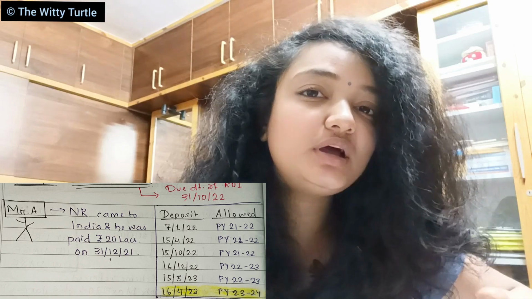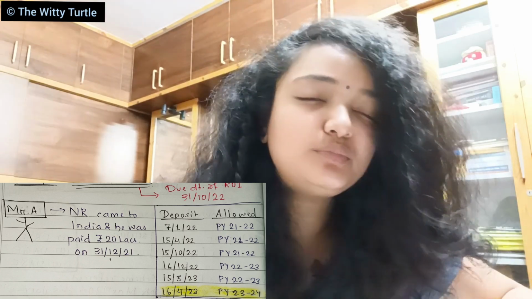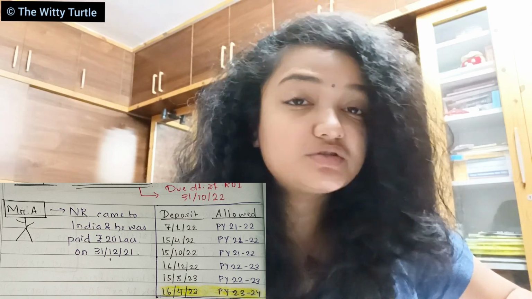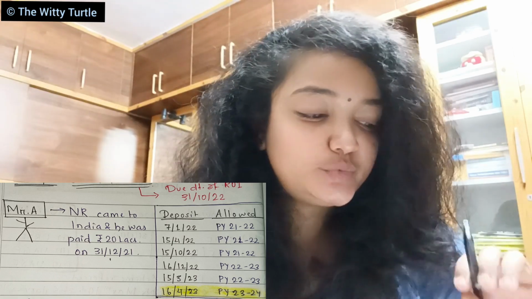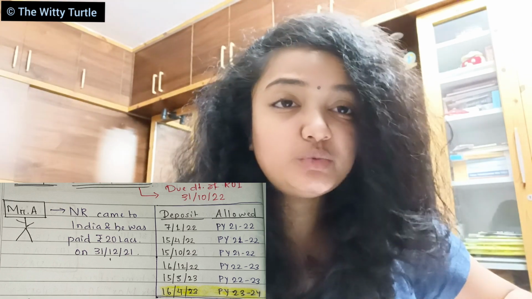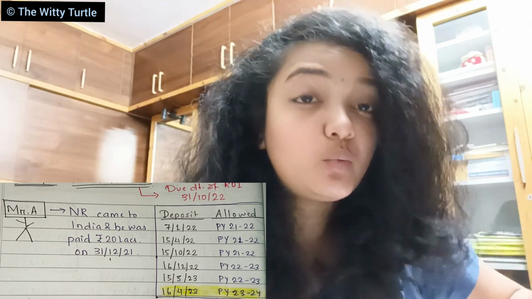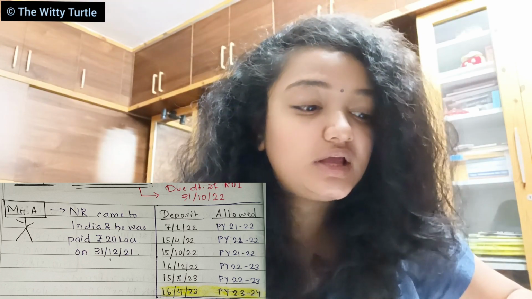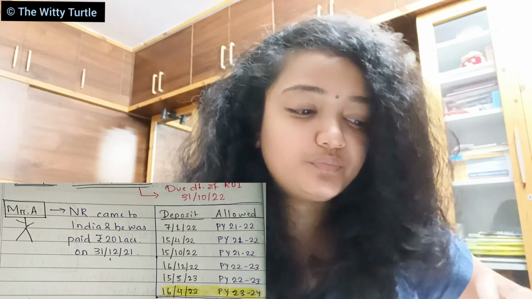So again, it will be allowed in which previous year? Obviously in previous year 22-23. Now coming to the last case where it was deposited on 16th April 2023. So it will be allowed in which year? Previous year 23-24. Why? Because it is a subsequent year in which it is being deposited.